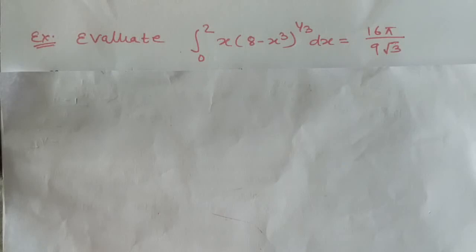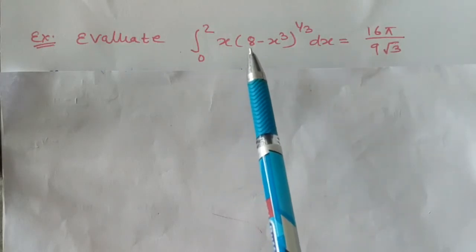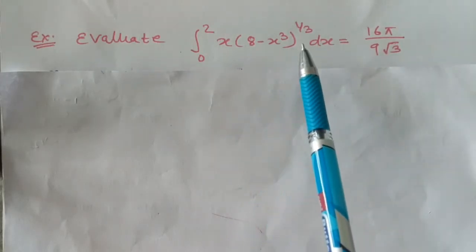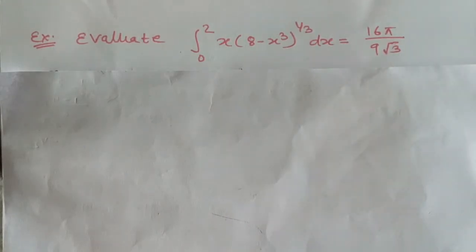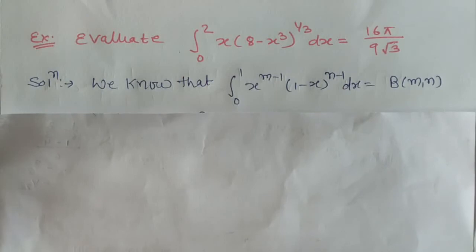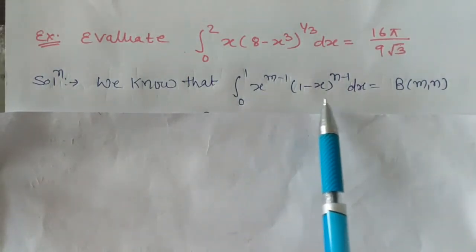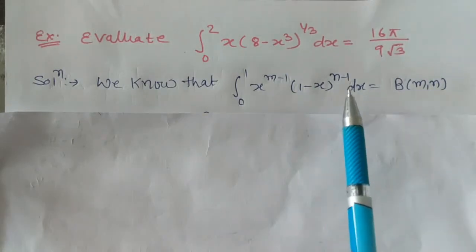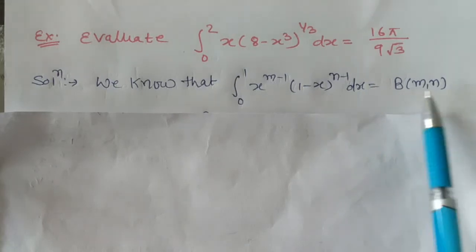Next example is: evaluate or show that the integral 0 to 2 x into (8 minus x cube) whole power 1/3 dx is equal to 16 pi by 9 root 3. We evaluate this integral using beta function. So we know that the integral 0 to 1 x power m minus 1 into (1 minus x) whole power n minus 1 dx is the beta function, which is denoted as beta m, n.